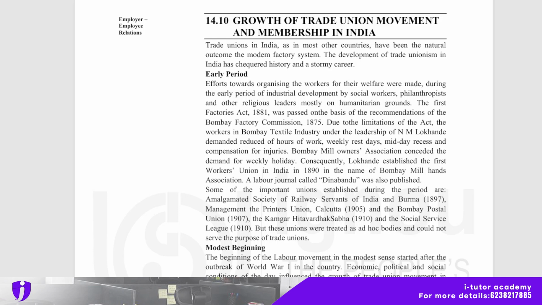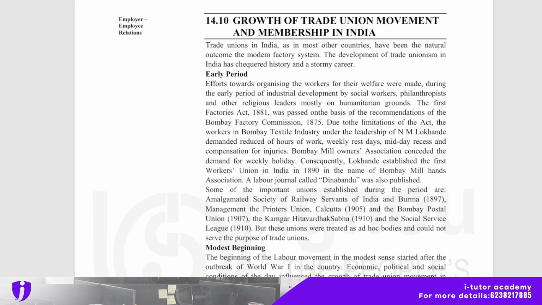The Bombay Mill Owners Association considered the demand for a weekly holiday. Consequently, Lokhande established the first workers' union in India in 1890 in the name of Bombay Mill Hands Association. A labor journal called Dinabandhu was also published.